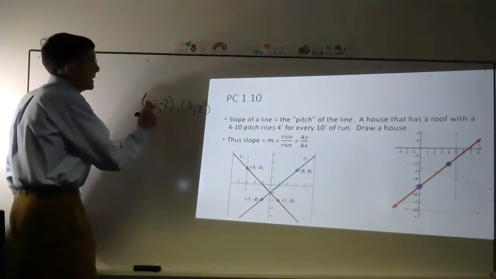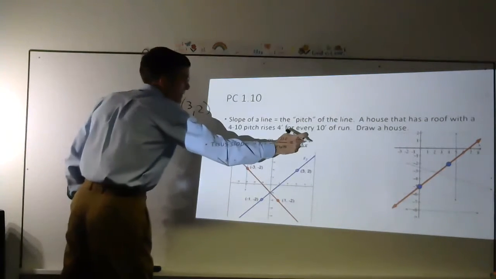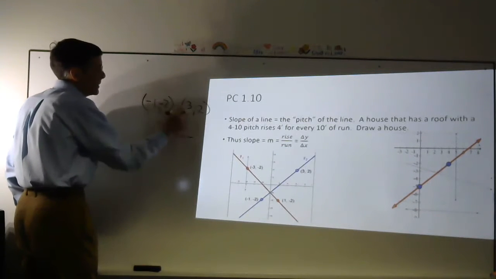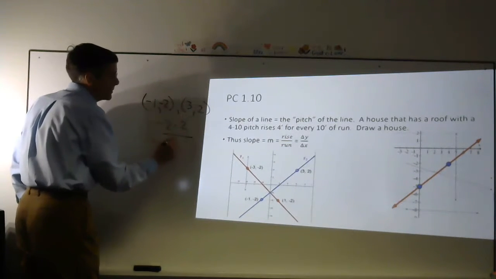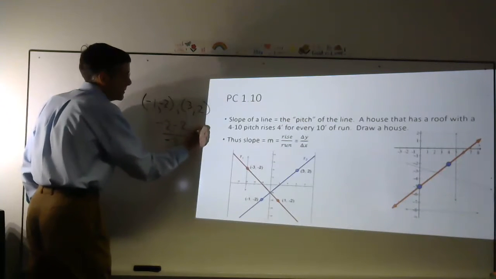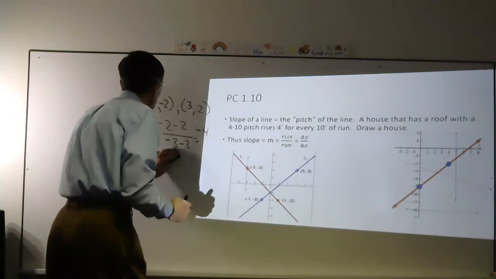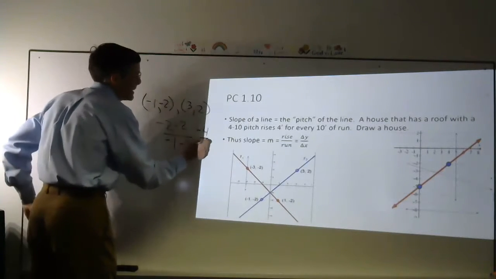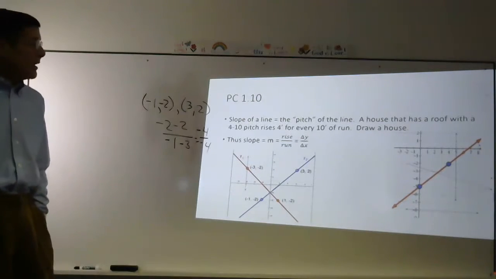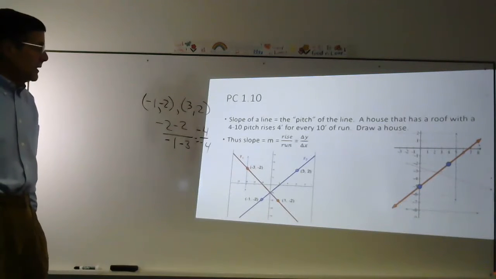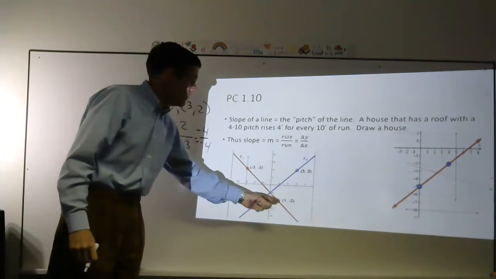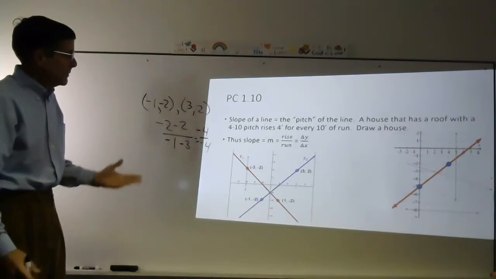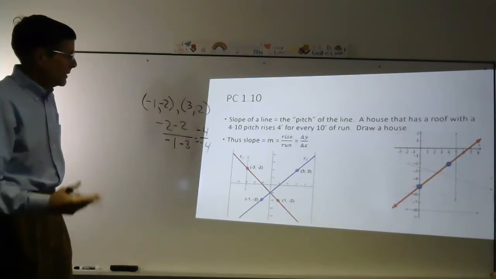Okay? So I can subtract my y's to get the change in the y value. So I'm going to take -2 minus 2. The run, subtract the x values, -1 minus 3 is still -4. And you still get a slope of +1 for the blue line. And you can do the red exactly the same way. Subtract your y values, subtract your x values, okay? And you can figure out the slope on that one.